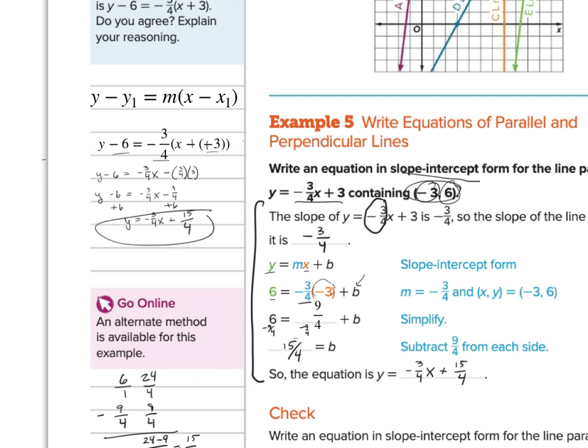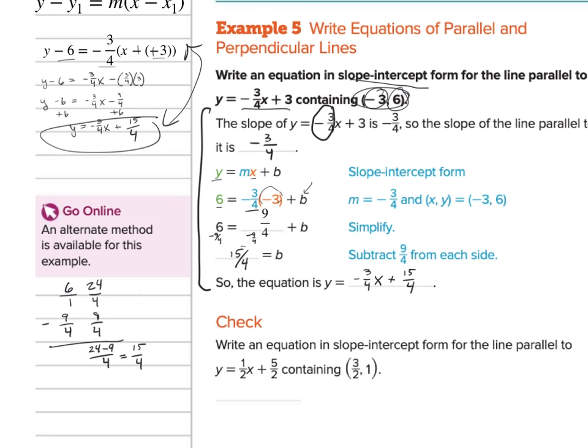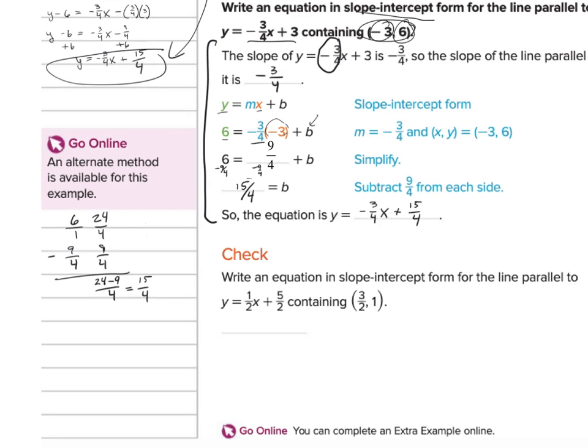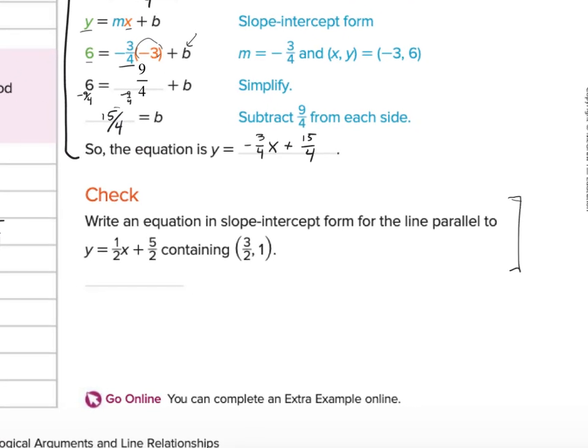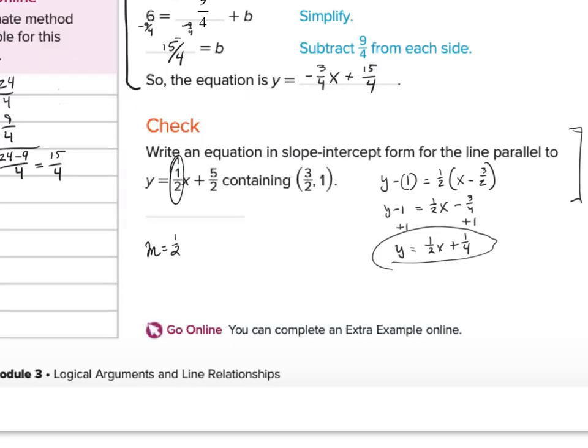So again, two different ways to come up with the answer. I happen to like going from point-slope form into slope-intercept form. For me, it's just a little bit easier. And then here, doing this example, final check here, do the same thing. Write an equation in slope-intercept form that is parallel to this through this point. And I did the same thing that I like to do, where I said, here's my slope, 1/2, here's my point.